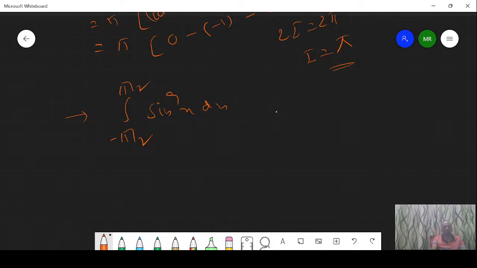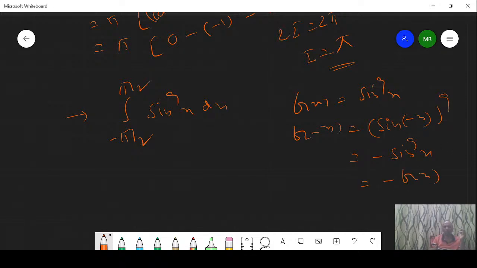Whenever they are given like this, sine power 9x, you check that f of x is equal to sine power 9x. Clearly it is an odd function. You take f of minus x, I can write sine of minus x whole power 9. It will be minus sine power 9 x, because sine of minus x is minus sine x. Correct. This will be minus f of x. The function is odd. Since this function is odd, the result will be 0. Correct. That's all. So that will be odd function, answer will be 0.